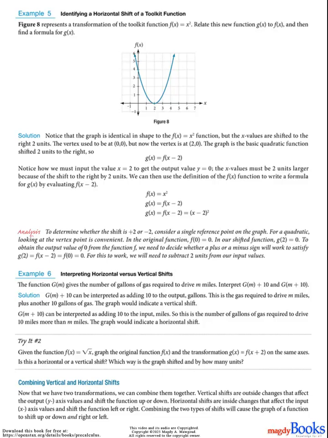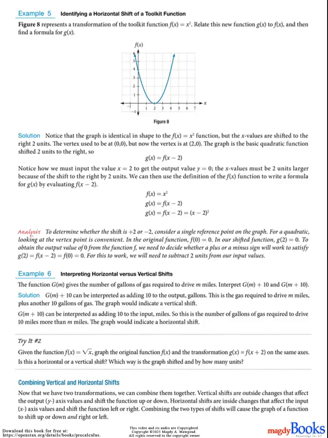Example 5. Identifying a horizontal shift of a toolkit function. Figure 8 represents a transformation of the toolkit function f(x) = x². Relate this new function g(x) to f(x), and then find a formula for g(x). Solution. Notice that the graph is identical in shape to the f(x) = x² function, but the x values are shifted to the right 2 units. The vertex used to be at (0, 0), but now the vertex is at (2, 0).